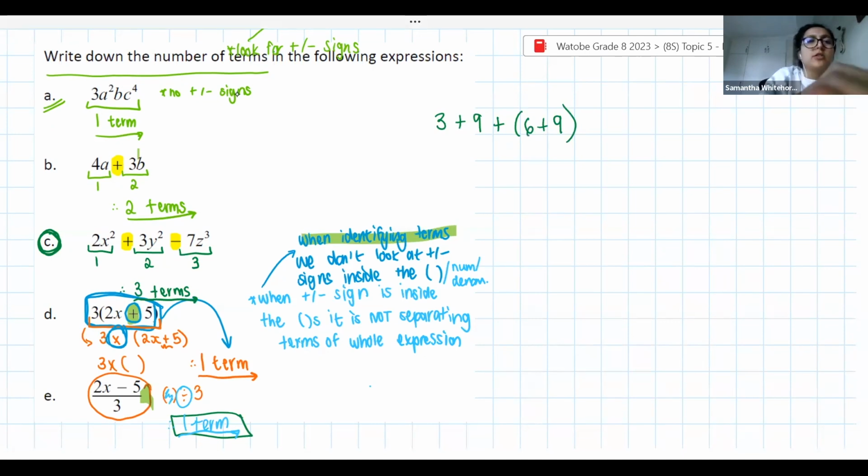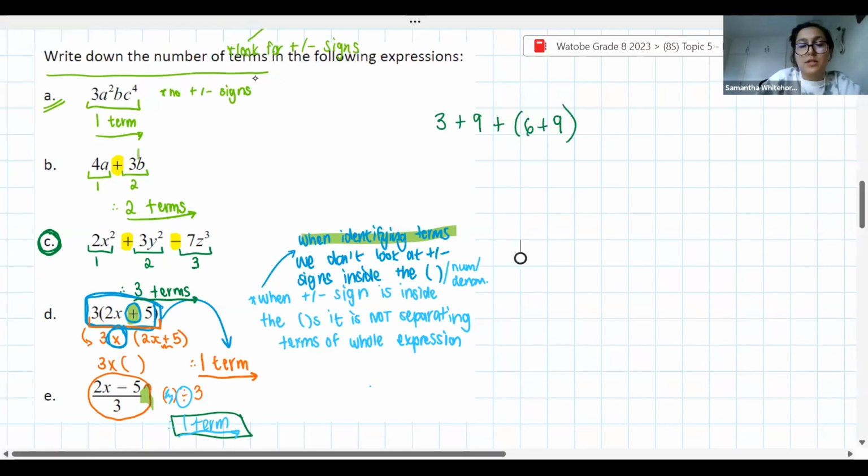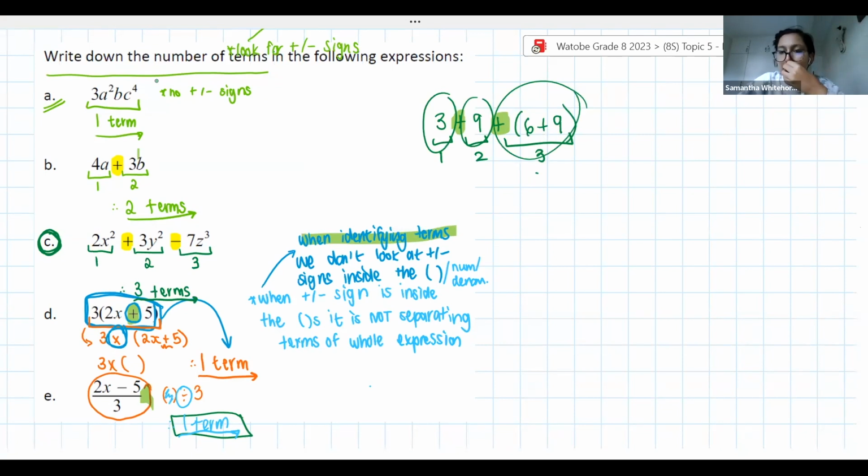Okay, so guys, this is a good example of what do we do when we've got brackets and more terms? And this goes back to Zinhle's question. I don't care about the plus sign inside the bracket, so I'm going to ignore it. But I do care about these plus signs outside the bracket. So there are 3 terms in this expression, because the 3 is one term. It's separated by the 9 with the plus, so there's my second term, and the whole bracket is then my third term. Good, well done. Thank you, ma'am.